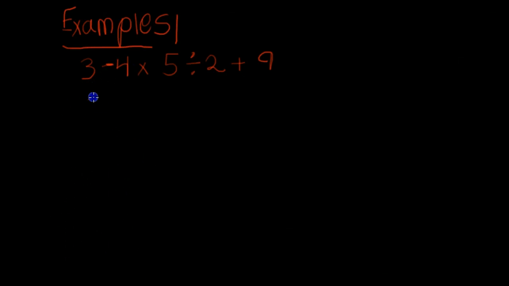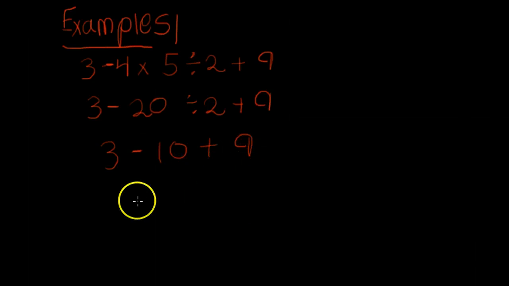So it's going to be 3 minus, then 4 times 5 is 20, divided by 2, plus 9. Then we divide, so that will be 3 minus 10 plus 9. Then we add and subtract from left to right, so that will be negative 7 plus 9, which will be positive 2.